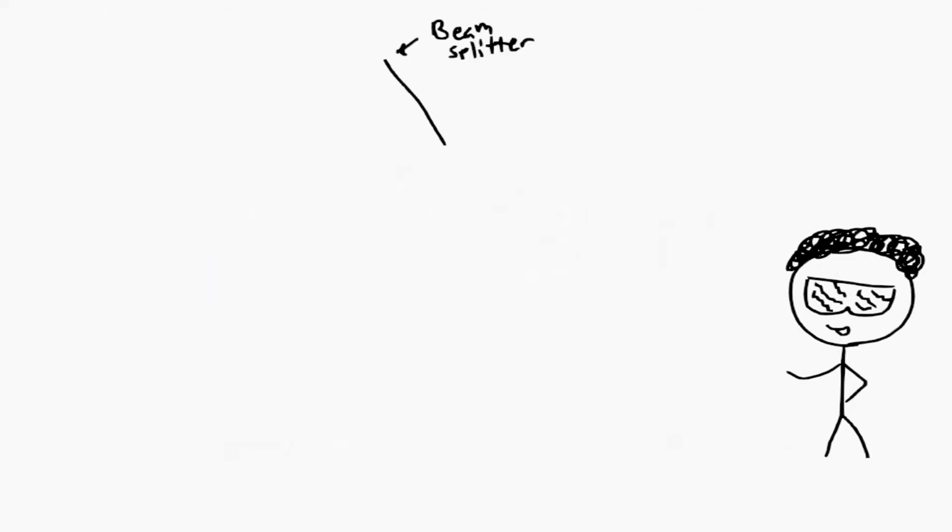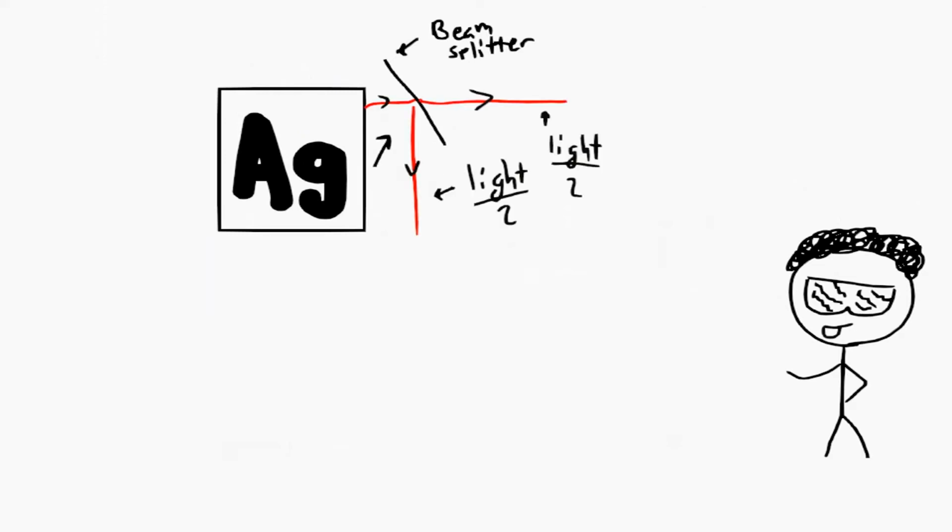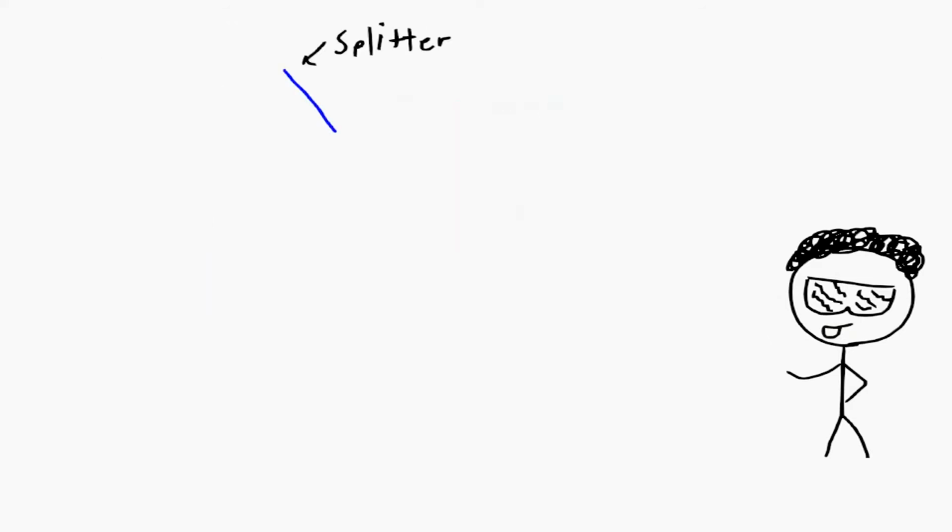which is a thin piece of glass with a reflective layer of silver on one side that is so thin that it reflects half of the light and the other half just passes right through the glass like there's nothing there. So we're going to use this to create the setup for our experiment.